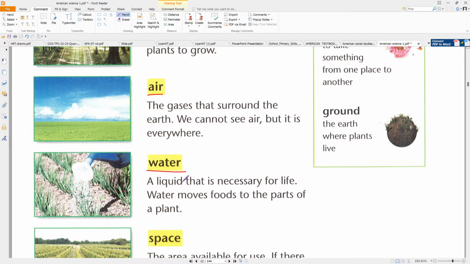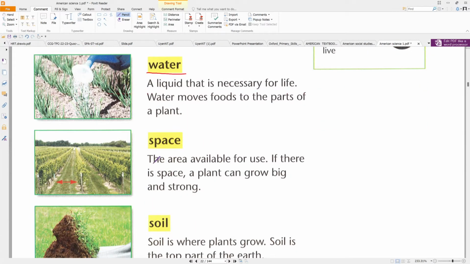Sometimes the sunlight gets too much and they get hot, and then they cannot bear the heat. So that's why they need water so they could cool down, just like we drink water when we are thirsty.